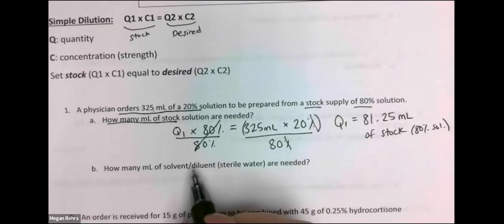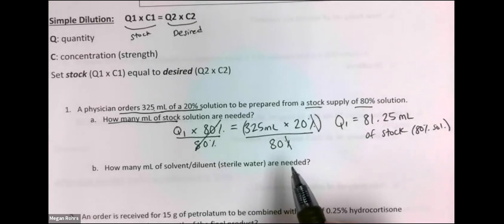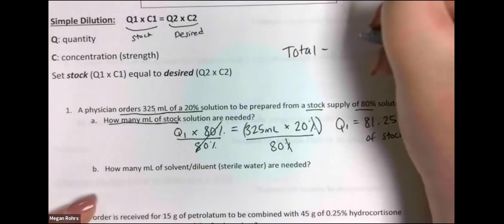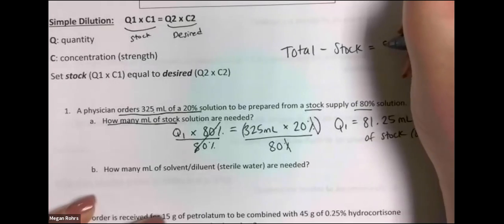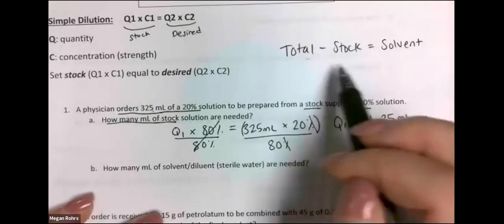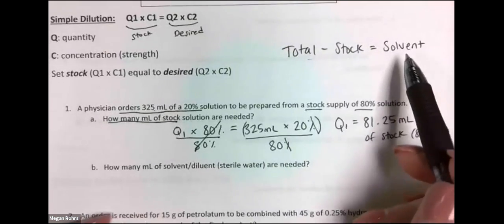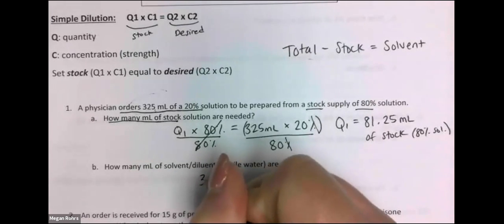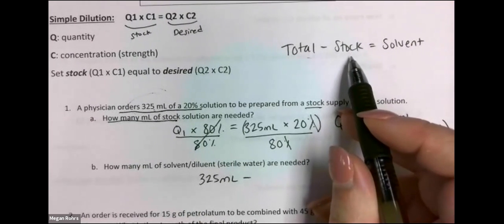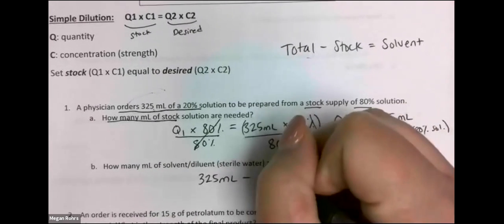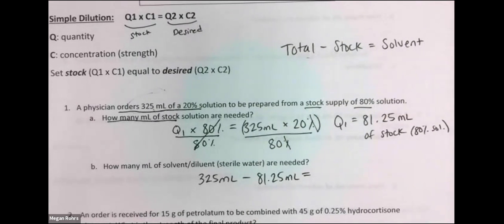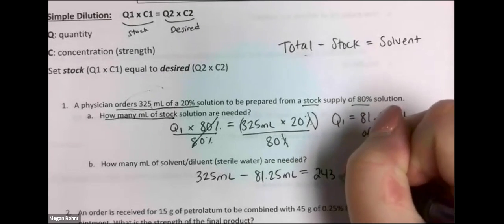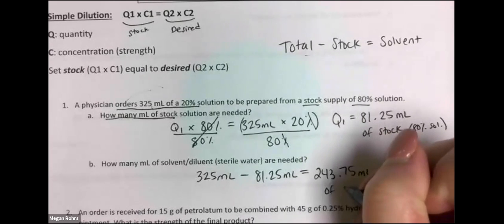Then it says how many mils of solvent or sterile water are needed. Okay, so going back to my equation that we just talked about, remember, you can always take your total minus your stock to solve for your solvent. I would write that up here if you have already forgotten that. So take your total minus your stock to find the amount of solvent that you need. So remember, the total volume that we were making, our desired volume, was 325. And we're going to subtract out the amount of stock, which that's what we just solved for, 81.25 mils. And the difference will give us how much solvent we would need. So 325 minus 81.25 leaves me with 243.75 mils of solvent.